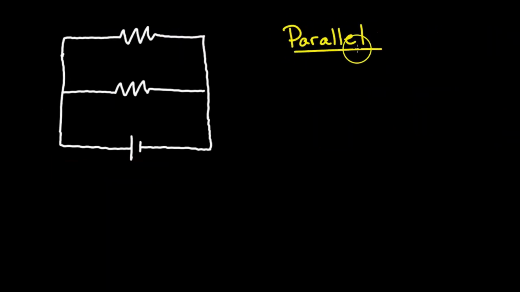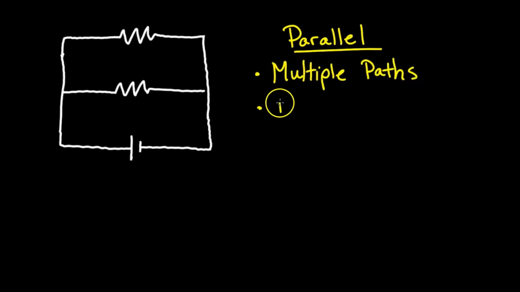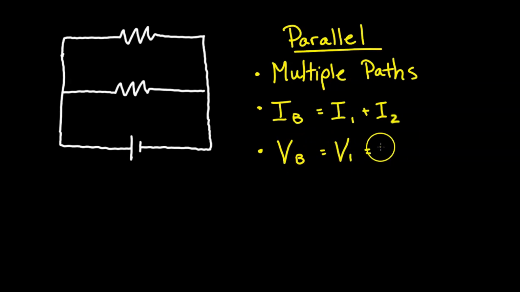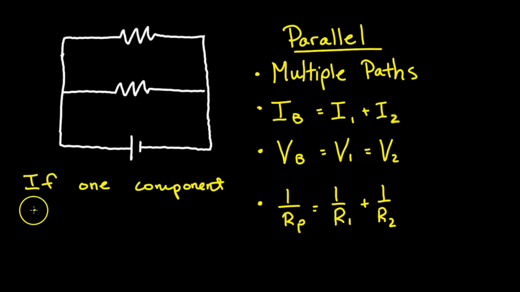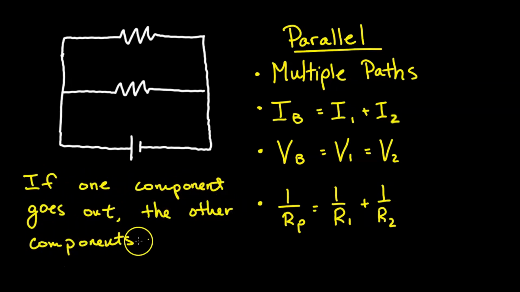Next, we'll look at parallel circuits. In a parallel circuit, there are multiple paths. The current through the battery is split between the branches. So I_B is equal to I1 plus I2. The voltage across the battery is equal to the voltage across both resistors in parallel, since each resistor is connected to both ends of the battery. To find the equivalent resistance for parallel, we use the equation 1 over Rp is equal to 1 over R1 plus 1 over R2. In a parallel circuit, if one resistor or component is removed, the other components will stay on.